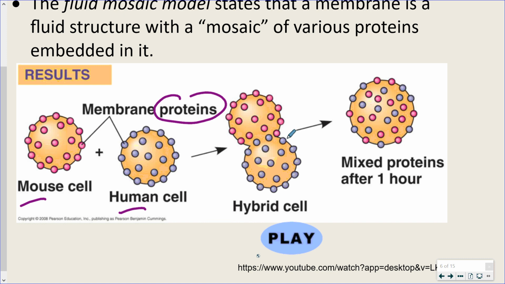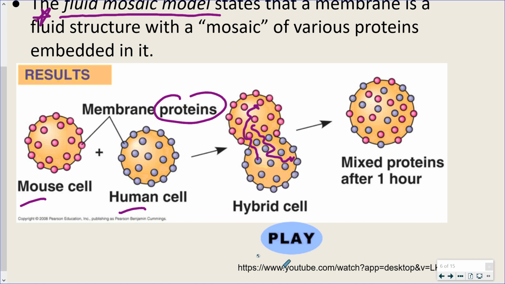But when you do fuse them together, what this shows is that these mouse proteins are free to move around anywhere they like, and the same thing with the human proteins. And that shows us the fluid nature of this membrane. So it is referred to as the fluid mosaic model, the structure of the cell membrane.